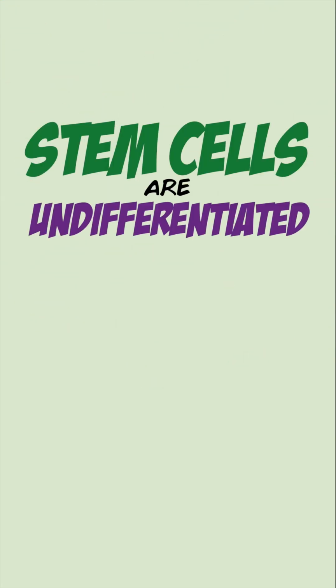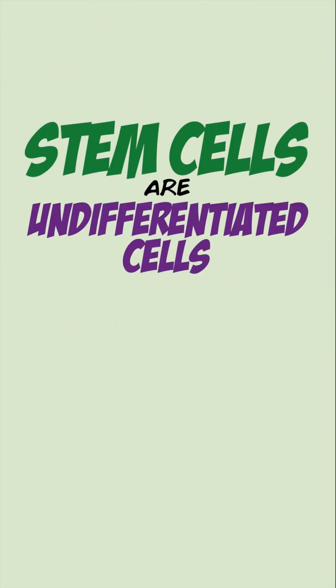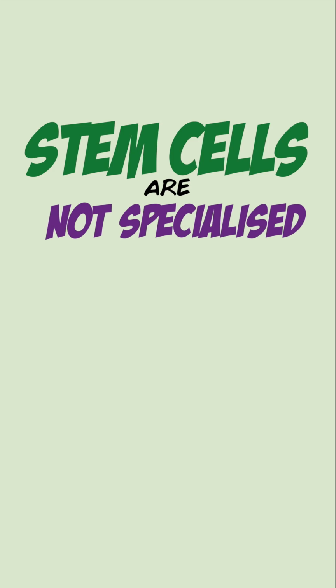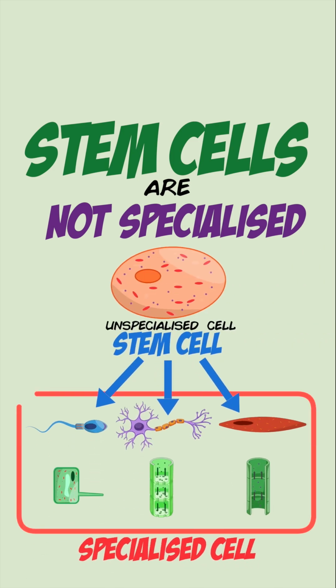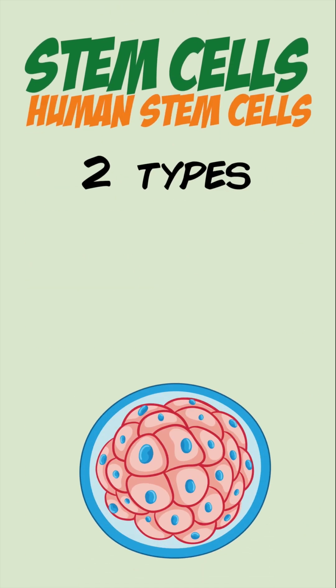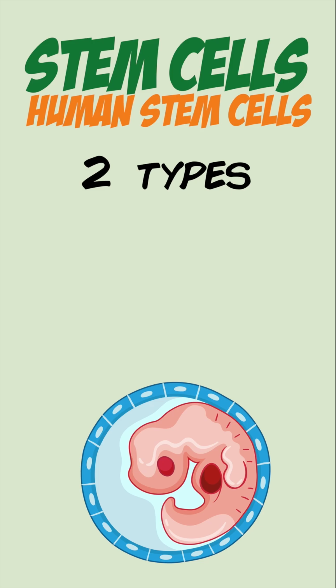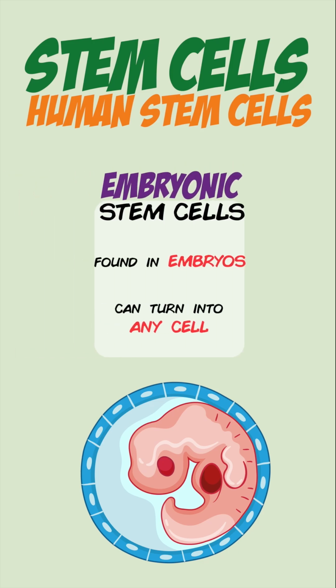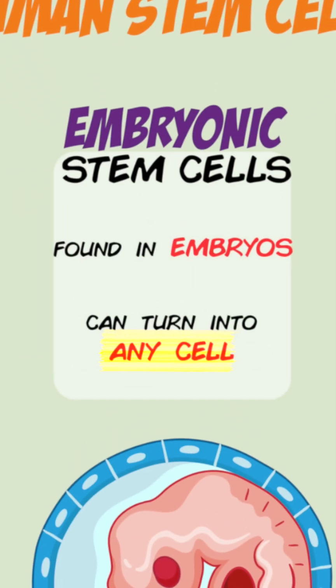Stem cells are undifferentiated cells, which means they're not specialized to have a function. They can turn into specialized cells by undergoing a process known as differentiation. Humans have two types of stem cells. The first are found in early embryos while the human is still developing. These embryonic stem cells can turn into any cell type.